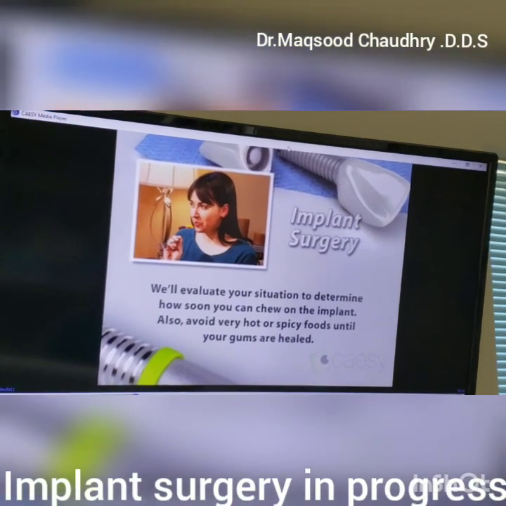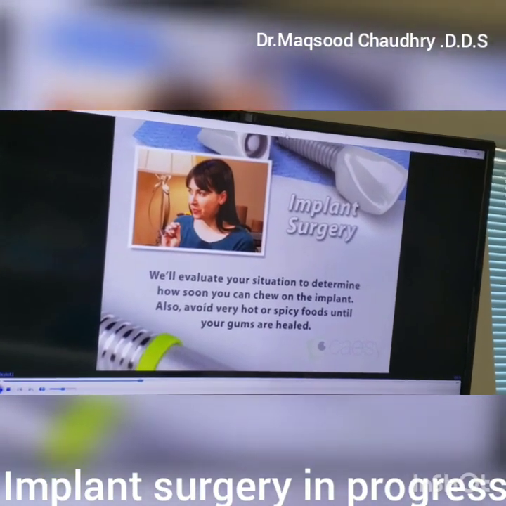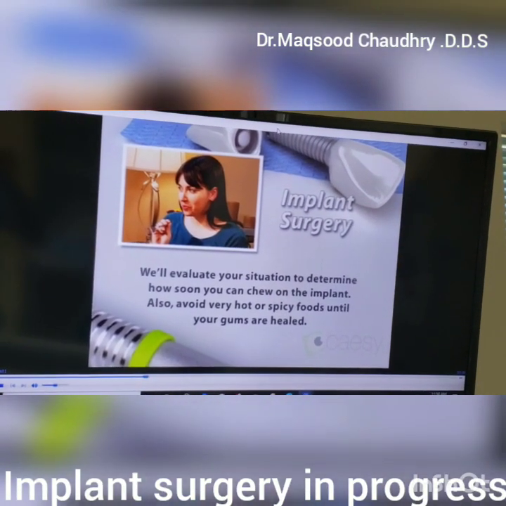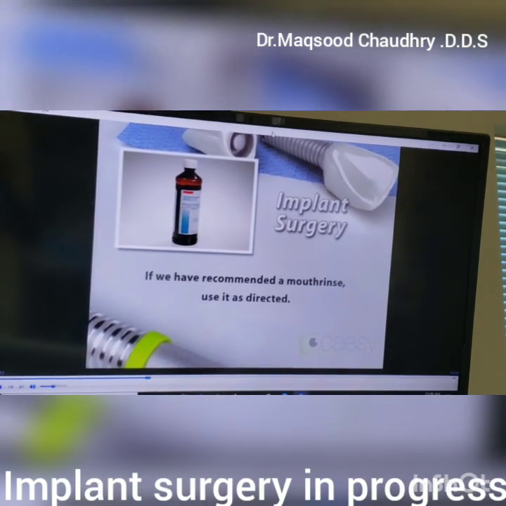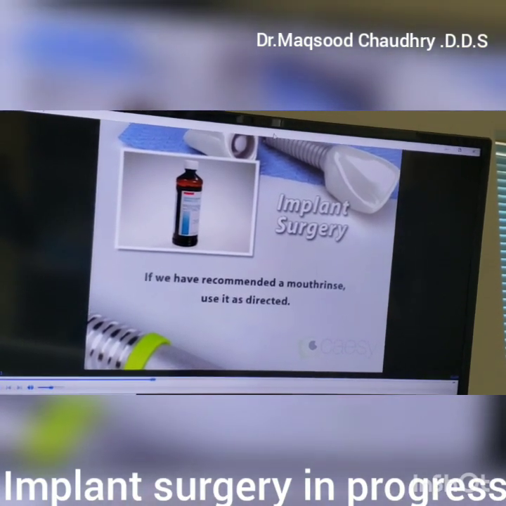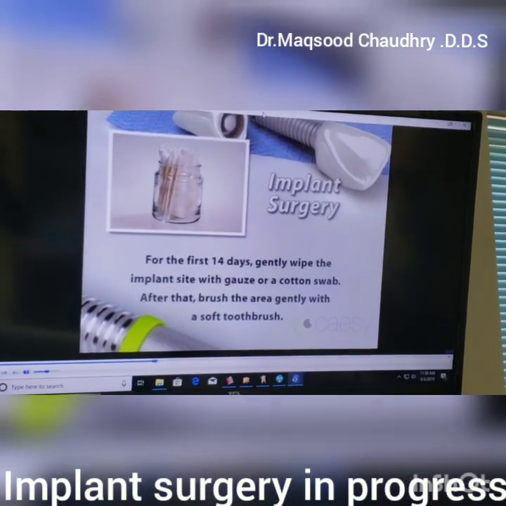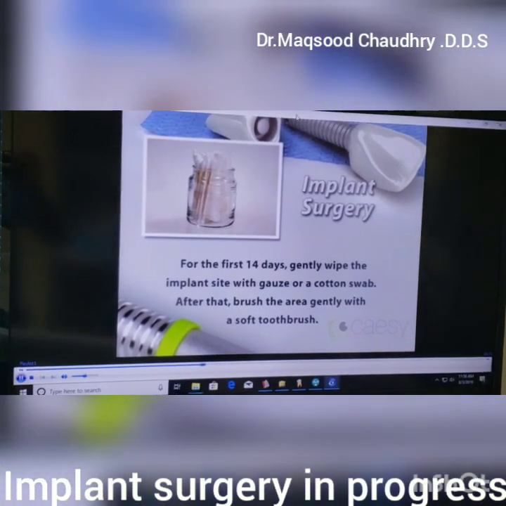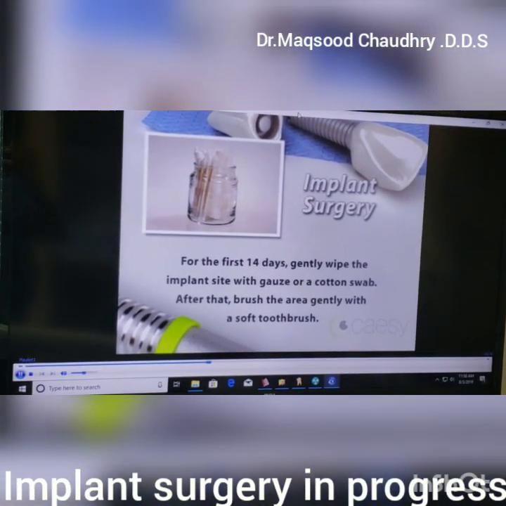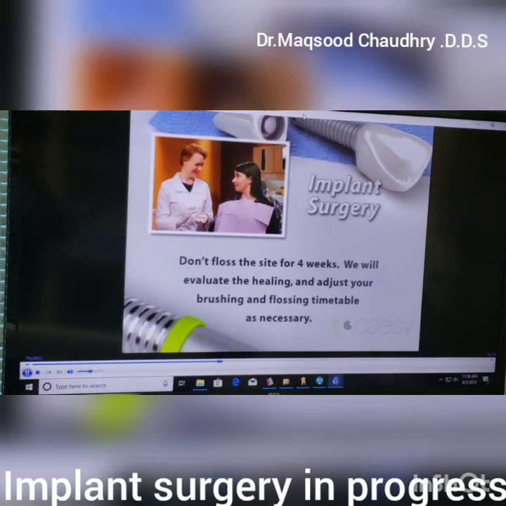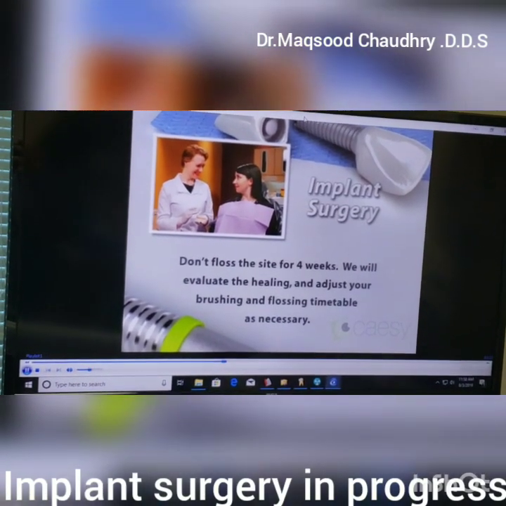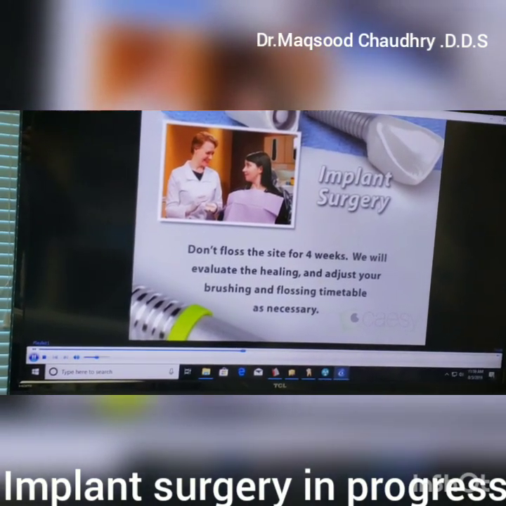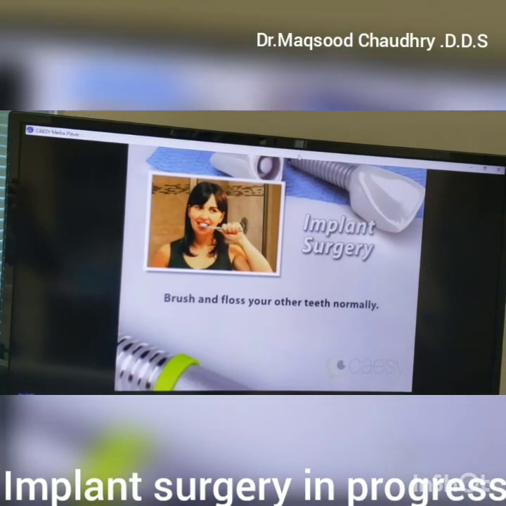For the first 24 hours or so, drink lots of liquids and eat soft, nutritious foods, chewing on the opposite side of your mouth. As soon as it's comfortable, you can begin to return to your usual diet, but continue to chew on the side opposite of the surgery site. Avoid very hot or spicy foods until your gums are healed. For the first 14 days, gently wipe the implant site with gauze or a cotton swab. After that, brush the area gently with a soft toothbrush. Don't floss the site for 4 weeks.